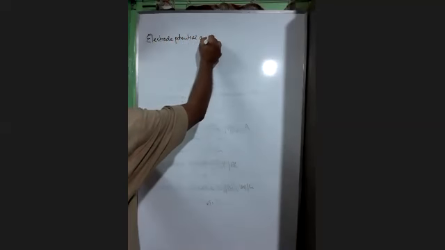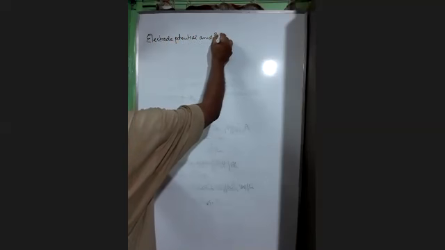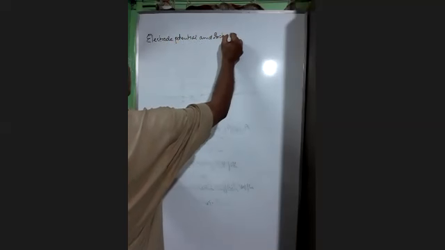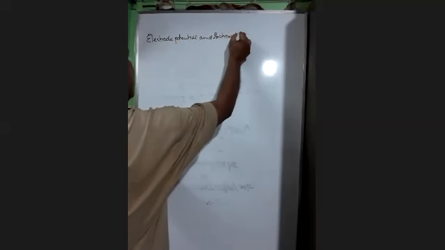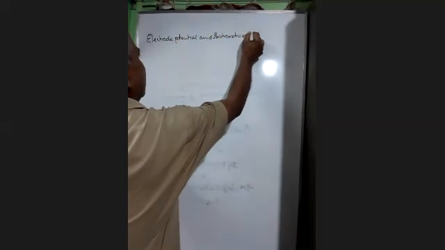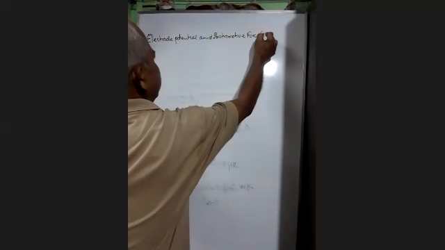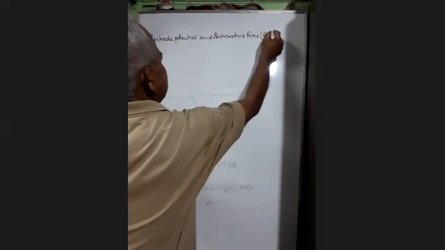Potential and electromotive force, which we call in abbreviated form as EMF. This can be written in capital as well as small letters, no problem. Okay. Now, what is electrode potential?